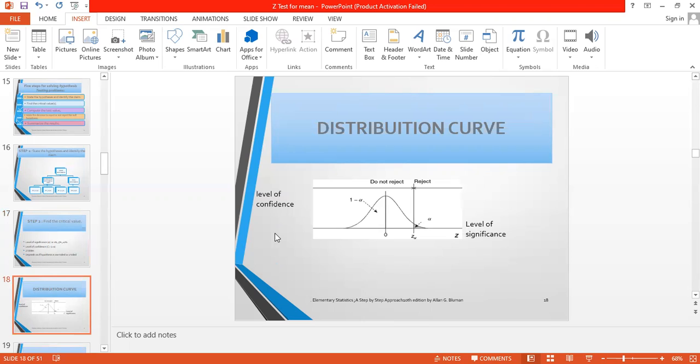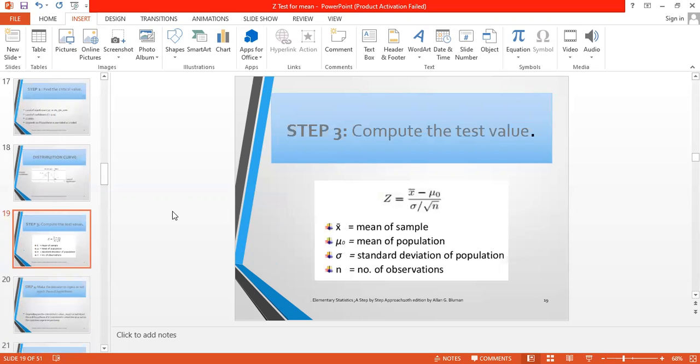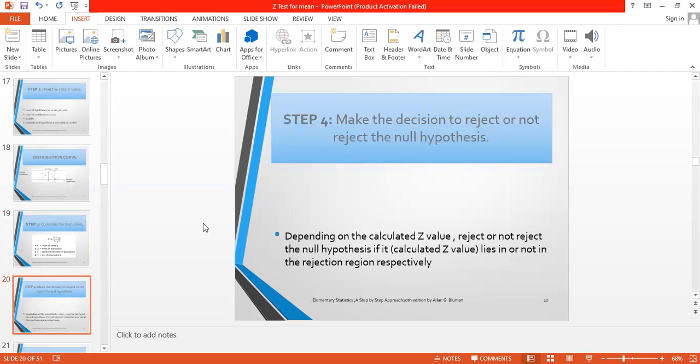This is the distribution curve. This is the do not rejection area, and this area is the rejection area. The rejection area shows the level of significance, and the level of confidence is shown in the not rejection area. This is the formula which we use to calculate our z score.